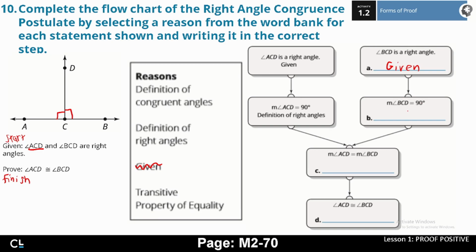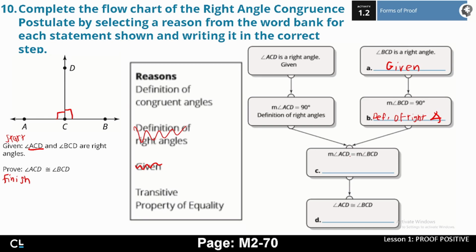And if we look next to it, it's the same thing, right? But just a different angle. So it says BCD is 90 degrees. Well, why? Same reason. I'm going to abbreviate it. Def of right angle. That's my angle symbol right there. So definition of right angle. Right here, and we cross that reason off.